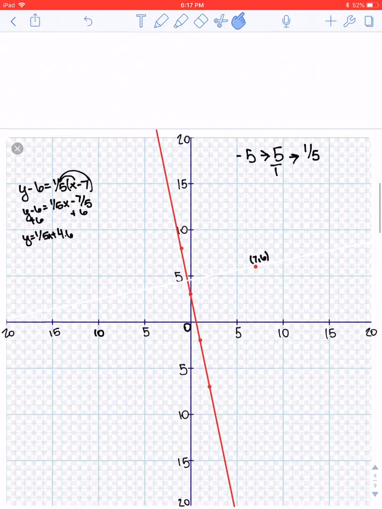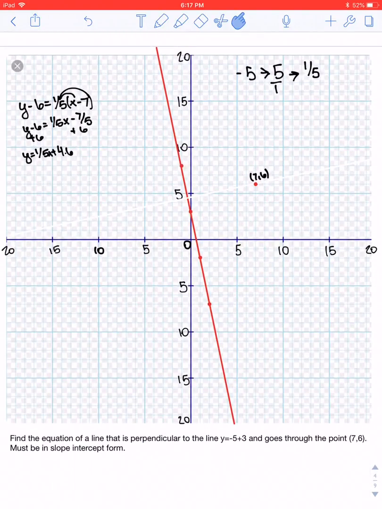So here's an example of how to use all of the principles that have been taught so far in the video. Find the equation of a line that is perpendicular to the line y equals negative 5x plus 3 and goes through the point 7, 6. And the equation must be in slope-intercept form. So first find the slope, which is perpendicular to the slope of negative 5.